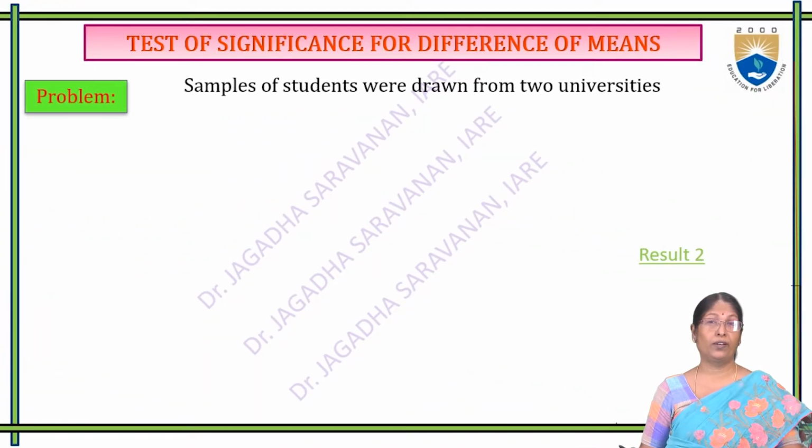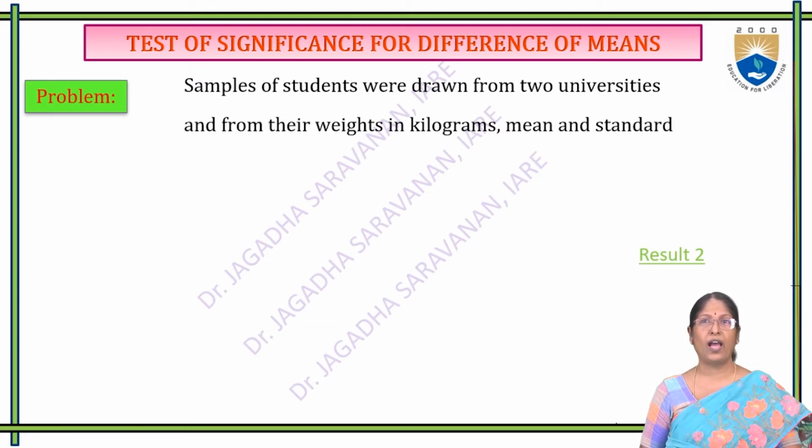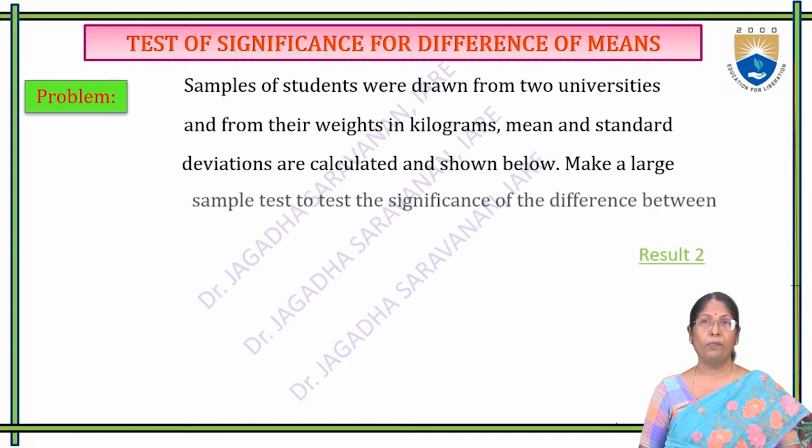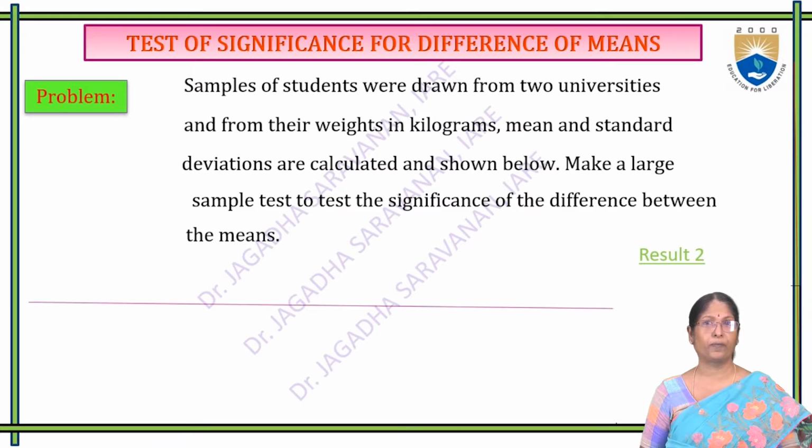We will move to the next problem. Samples of students were drawn from 2 universities and their weights in kilograms were recorded. The means and standard deviations are calculated and shown below. Make a large sample test to test the significance of the difference between the means.